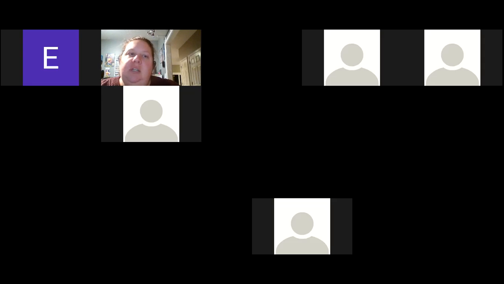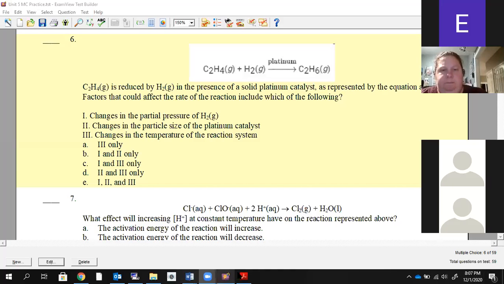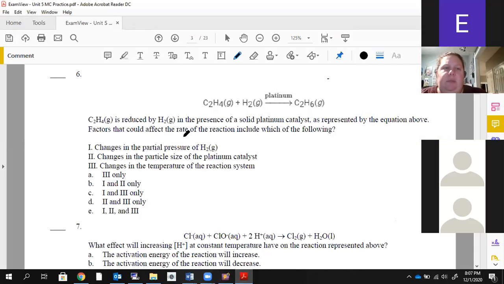Because if we change the size of any other particle, it will matter. So I assume, yeah, changing the size of the catalyst would matter. So it should be all 3 of these. Answer should be E.